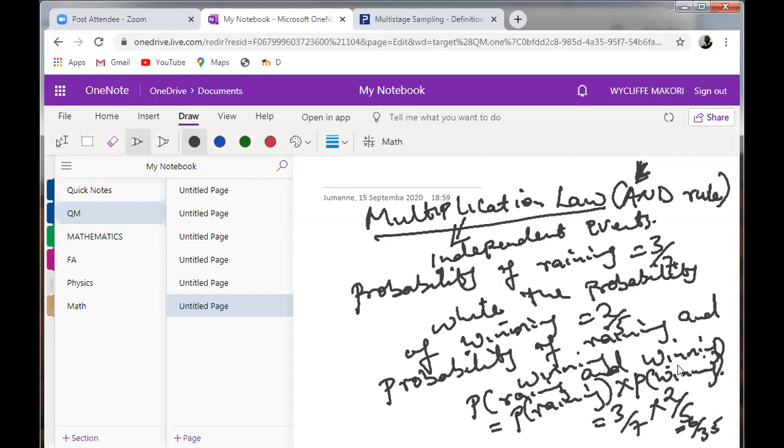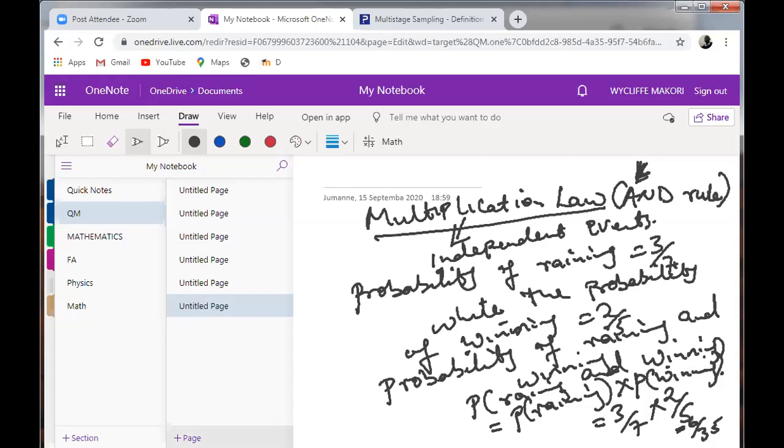So these rules are actually applicable depending on the statement. If the statement is using the "and", then automatically use the multiplication rule. If the statement is using "or", then you use the addition rule. We can have another example. You can be tested on this.